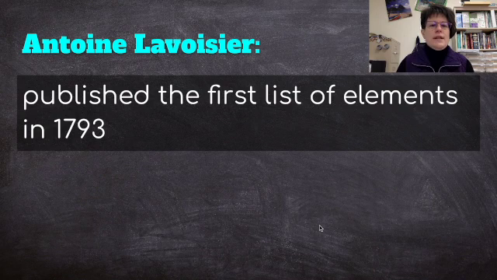Now, the first attempt at the periodic table was by Antoine Lavoisier. He was French, and he published the first list of elements in 1793. It looked nothing like we have today. It was just a list of elements that he had isolated, and actually not all of them were elements. Some of them were compounds. Most of the compounds that he had listed were oxides, and he had refined them to the point that he couldn't get them to break down further, so he thought that they were elements. But this was a first attempt, and a pretty good attempt.